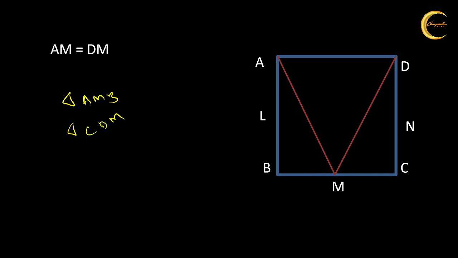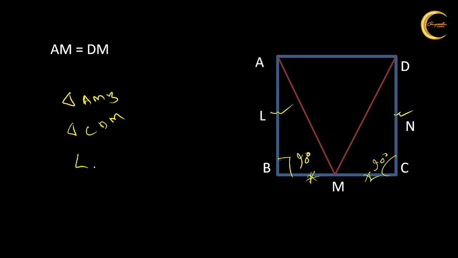Okay, so if we prove these two triangles are equal in all respects, then we can easily prove this AM equals MD or DM. Now you see here, this is a 90 degree. Again, this is a 90 degree. These sides and these sides are equal. Again, this M is the middle point, so this BM equals MC.